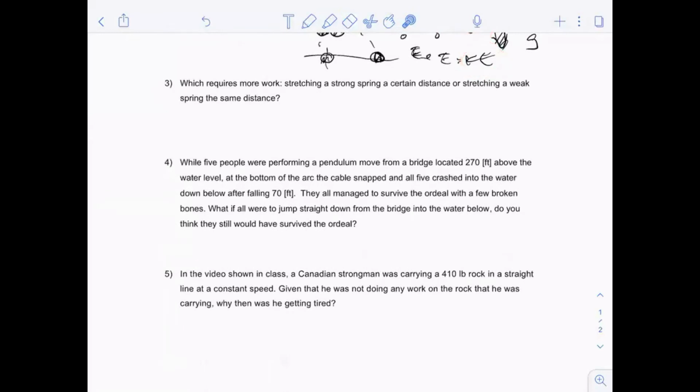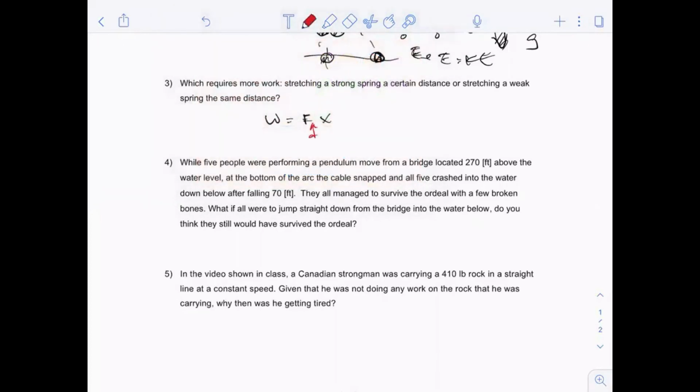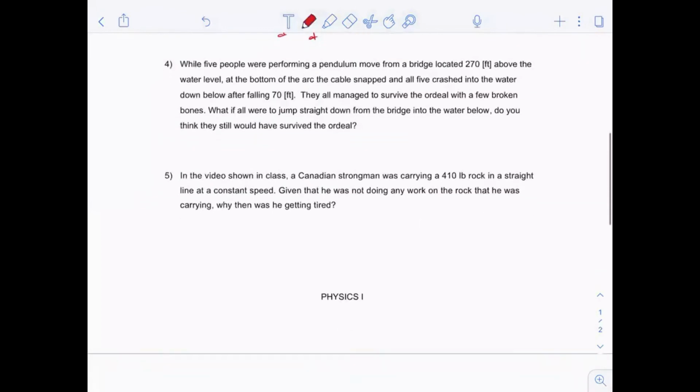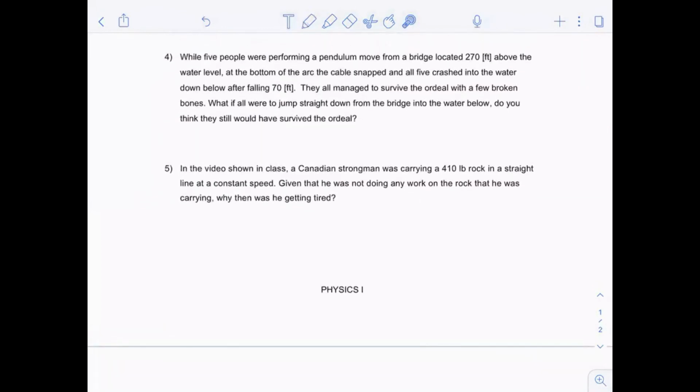Question number 3: which one requires more work, stretching a strong spring or a weak spring the same distance? I think most of you guys got this right. You have to kind of go back to the definition of it. The distance stretched is going to be the same. A strong spring is going to require more force, obviously. So the bigger the force is, the more work is going to be required. I think the explanations for that one were fairly good. So, boom, boom, boom.